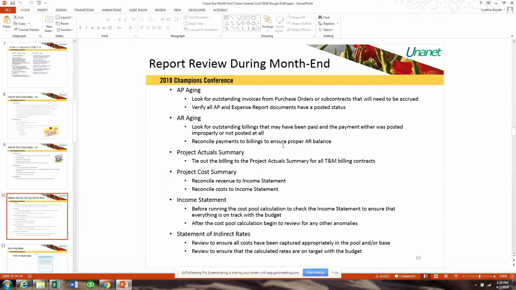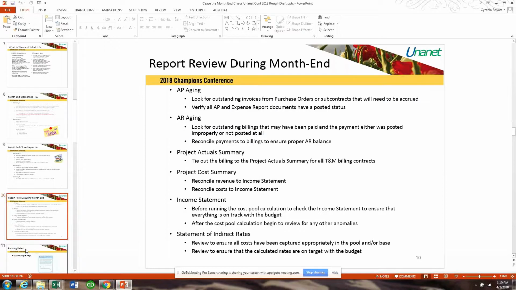Your statement of indirect rates, I look at it every month, and I'm looking to make sure that all costs have been captured appropriately in a pool and or in a base. I also want to ensure that my calculated rates are on target with my budget, because when I did my budget month by month, I have a budgeted target rate. So I want to make sure that I'm on trend to capture those rates by the end of the year.